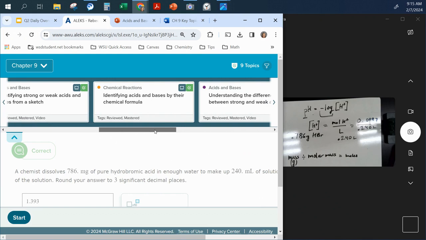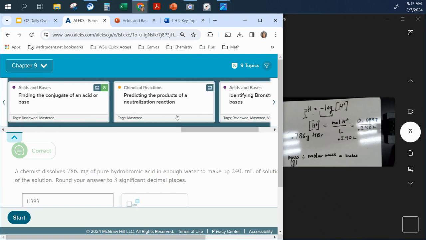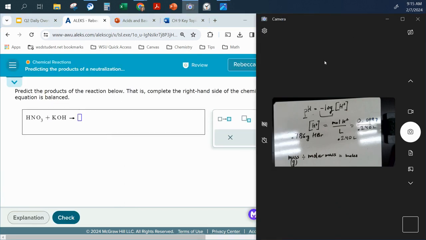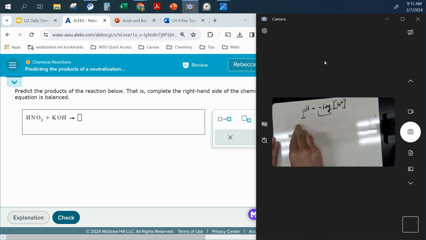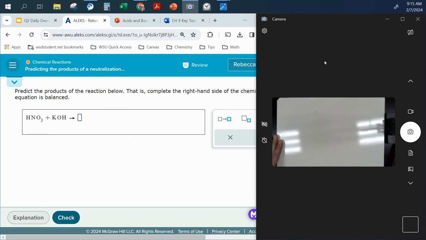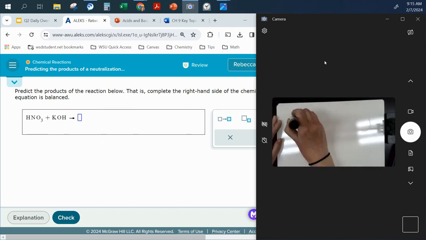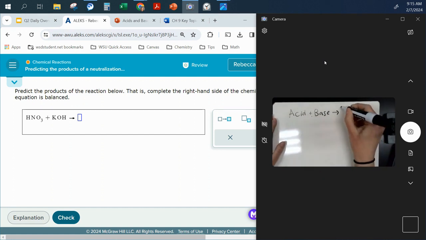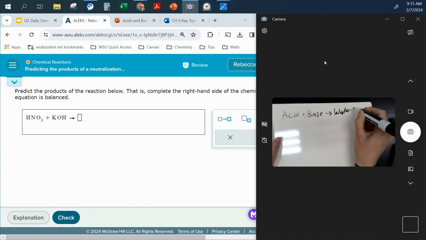The next one is neutralization. Predicting the products of a neutralization reaction. So whenever I add an acid and a base together, we always get water and some kind of salt, some kind of ionic compound.